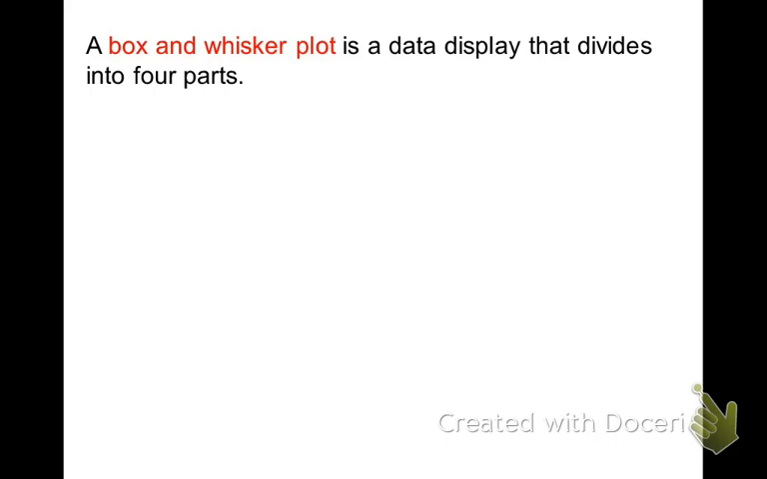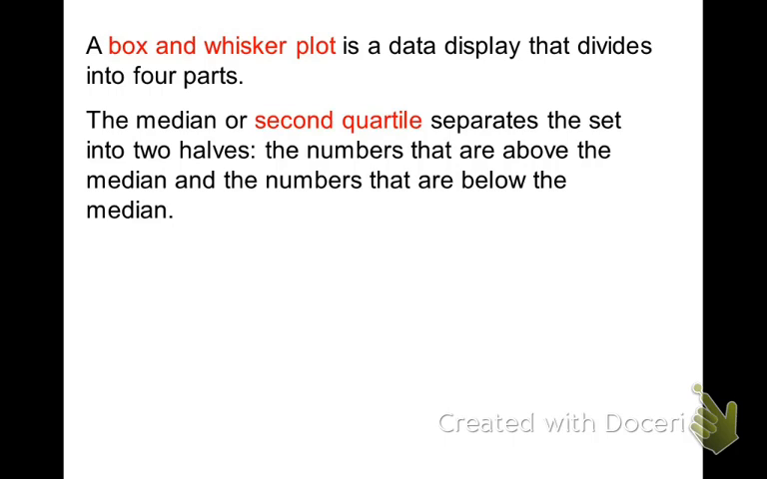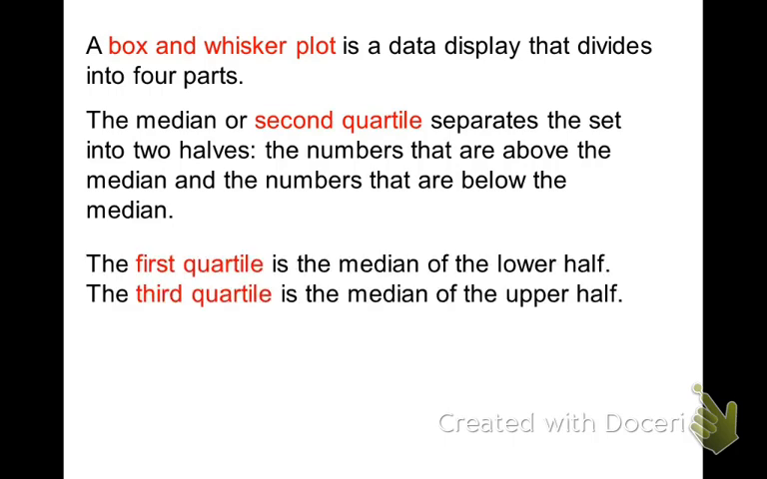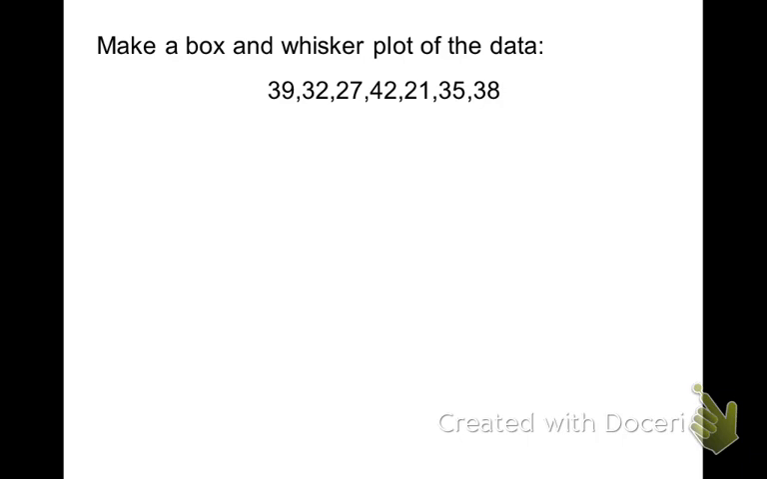So the box and whisker plot is going to divide the data into 4 parts. You're going to start by finding the median or the second quartile. That separates the data into an upper half and a lower half. Once you get the median, you're going to then take the median of the lower half, that's the first quartile, and then you're going to take the median of the upper half, that's the third quartile. So you'll have all of those to solve for and find here.